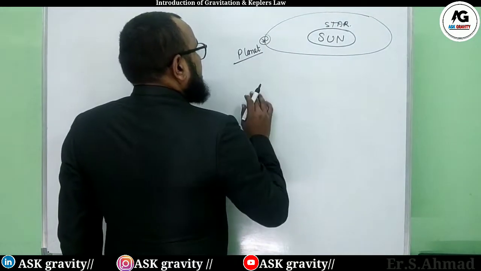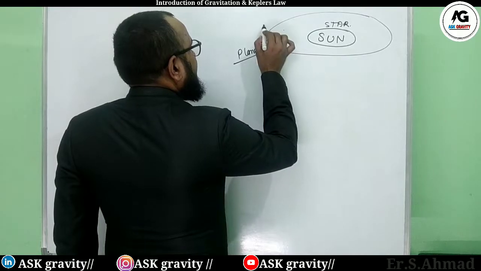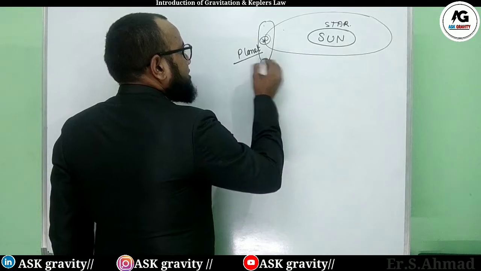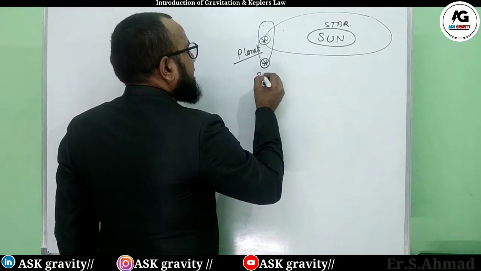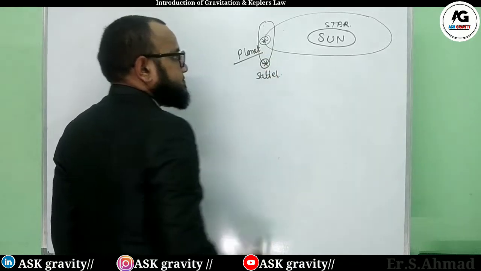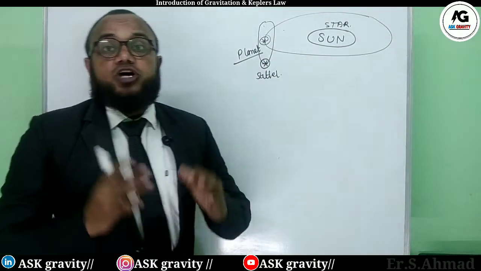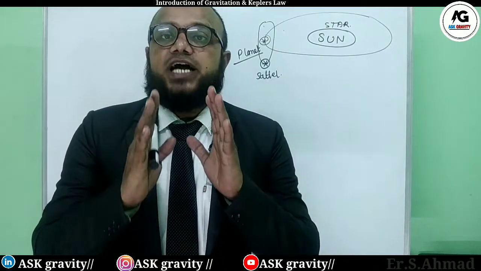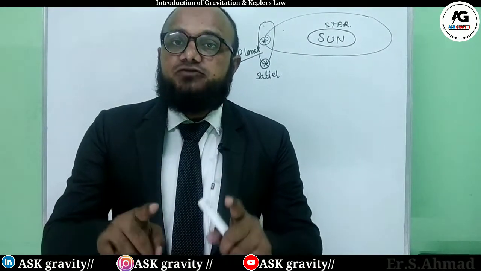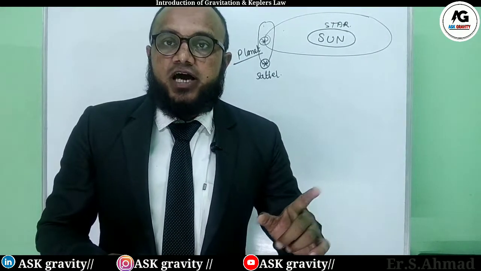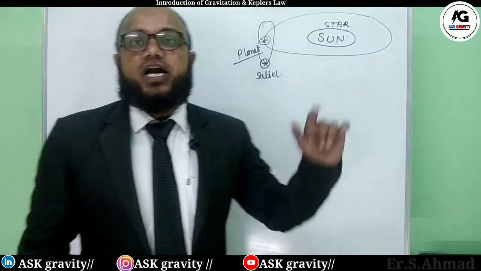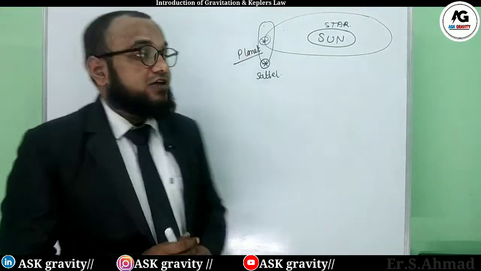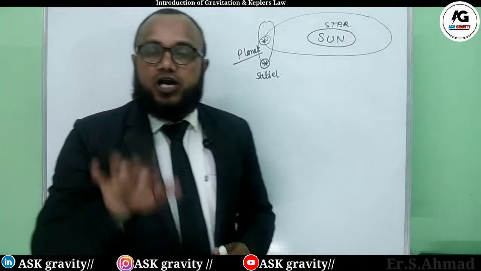And the objects or bodies which are revolving around a planet are called satellites. So let it be very clear what a satellite is and what a planet is. Those which revolve around the Sun, mostly in an elliptical orbit, are called planets, and those objects which revolve around a planet are called satellites.